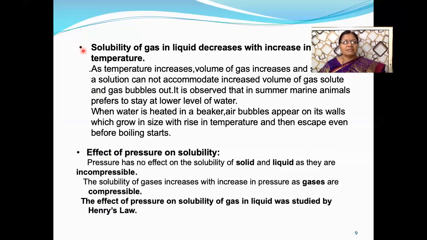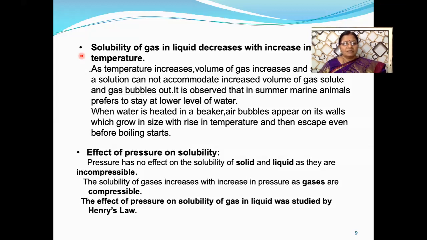Now, in case of gas, the solubility in liquid solvent decreases with increase in temperature. But when we study the effect of pressure, here the gases are compressible, and therefore the solubility of gases increases with increase in pressure. This effect of pressure on the solubility of gas in liquid was studied by Henry's law, named after the scientist. Now what is the statement of Henry's law?